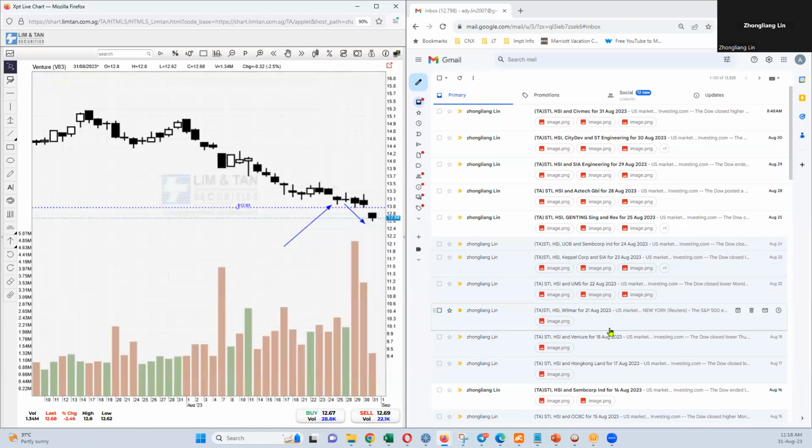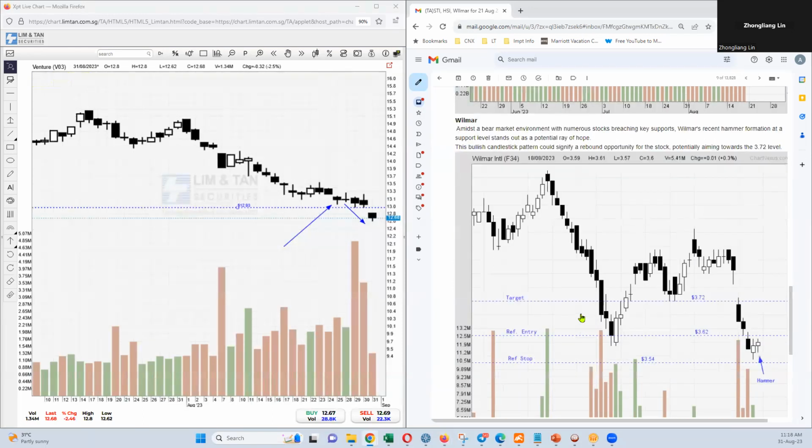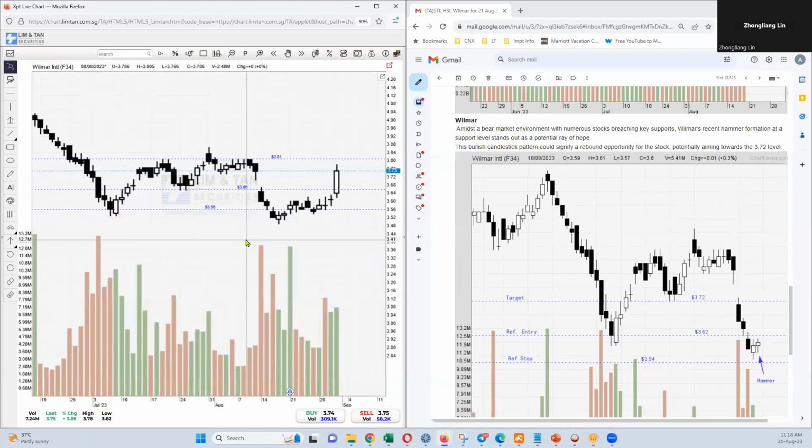Then we have UMS and Wilmar. So Wilmar first. The email highlighted that this may be a bottoming signal with a clear trading plan: 3.62 entry, 3.72 profit target, and 3.54 as stop loss. Of course, these are disclaimers, do your own due diligence. After I highlighted it there was a dividend of 6 cents, so everything shifted down by 6 cents. So the 3.72 target became 3.66, and you can see Wilmar today burst through 3.75.